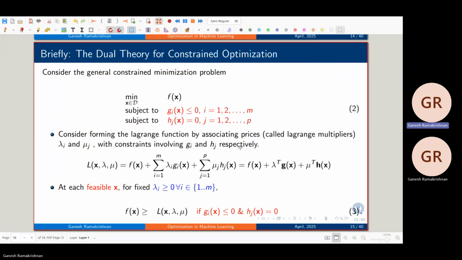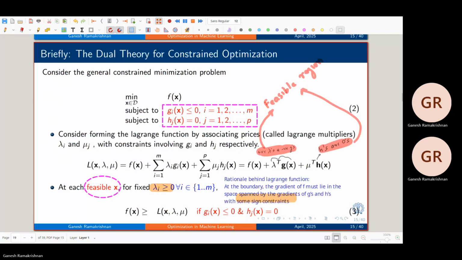But what about x itself? What if I do the following? You can also do something with x. What can I do with x? I can maximize with respect to lambda and mu, as you rightly pointed out. Can I also do something with respect to x? So I'm just putting all this together. This is the feasible region. I've just given the same point.